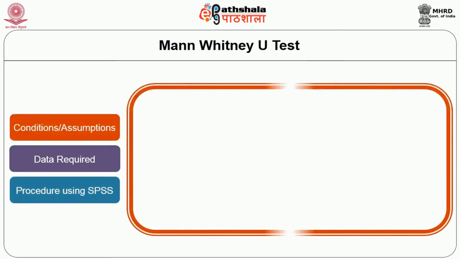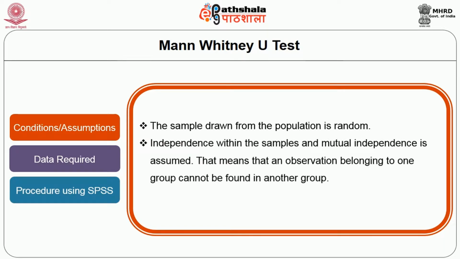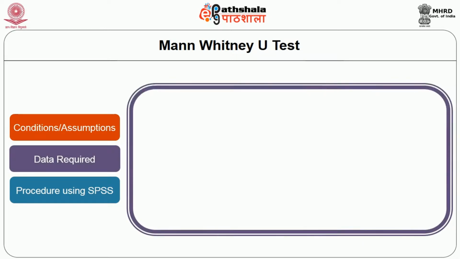Now, regarding the conditions or assumptions for this test, the sample drawn from the population should be random, and there should be independence within the sample and mutual independence is assumed. That means that an observation belonging to one group cannot be found in another group. Also, an ordinal measurement scale is another assumption. The data requirement for this test is ordinal and numerical data for the variable to be tested.